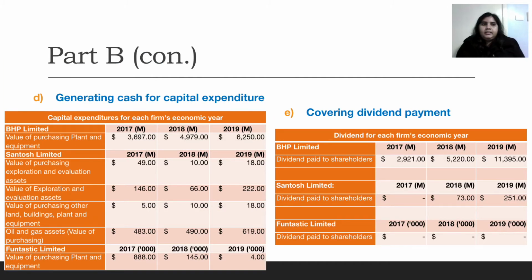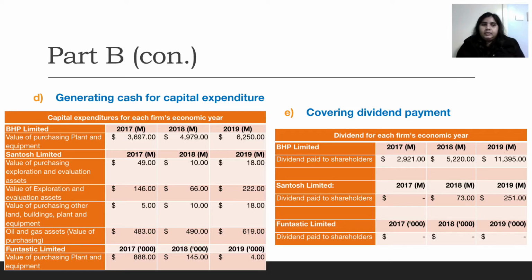The table on the left side exhibits the capital expenditure for each firm's economic year. Considering the cash flow from continuing operations that I discussed earlier, the ability of generating cash for capital expenditure for BHP Limited and Santos Limited is effective, and for Fantastic Limited, due to the negative balance of cash flow from continuing operations, payment of capital expenditure is insufficient.